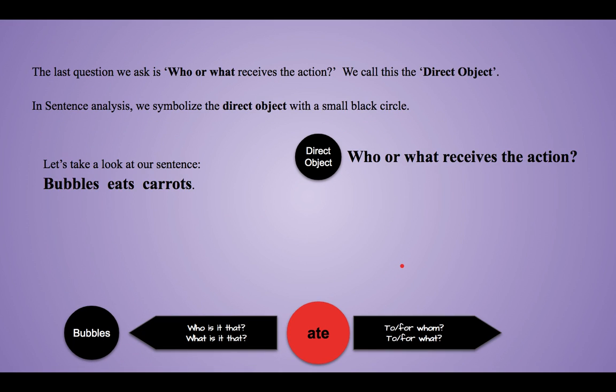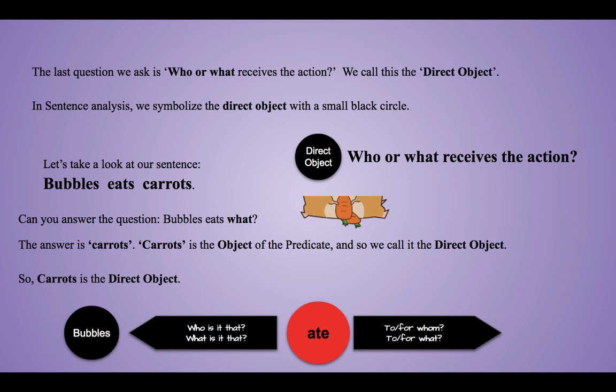The last question we ask is who or what receives the action. We call this the direct object. In sentence analysis, we symbolize the direct object with a small black circle. It tells us who or what receives the action. Let's look at our sentence one more time. Bubbles eats carrots. Can you answer the question? Bubbles eats what? Who or what is receiving the action?